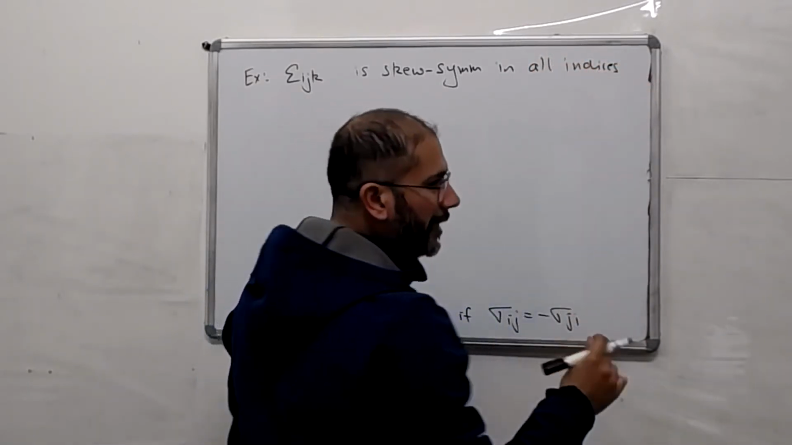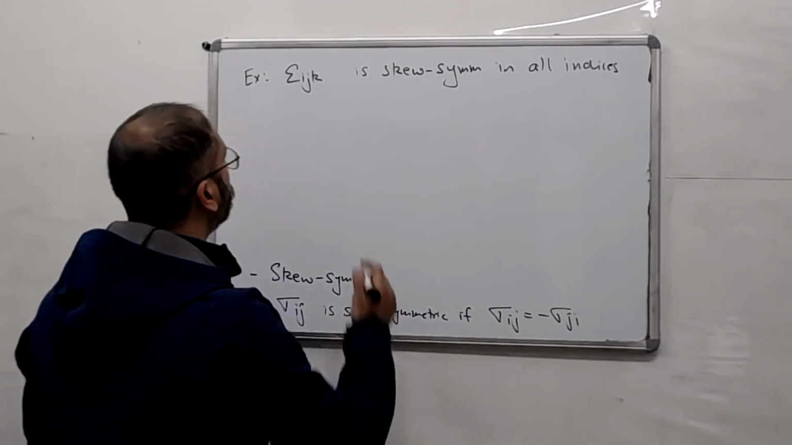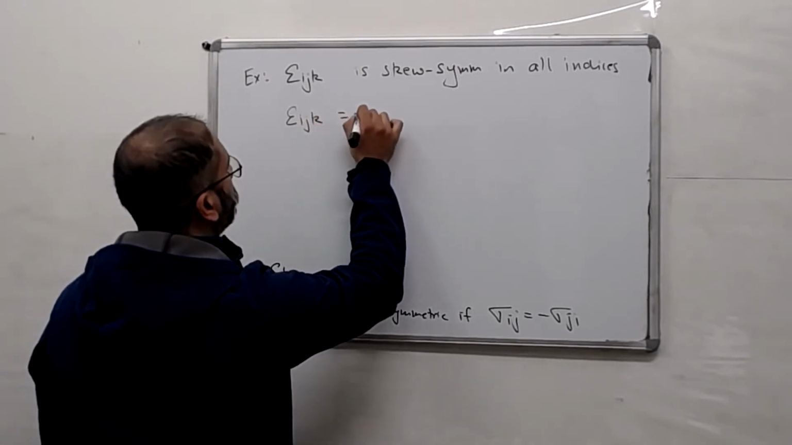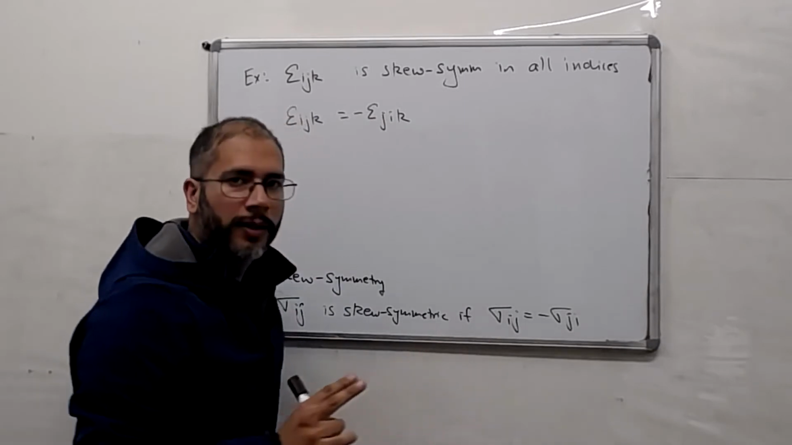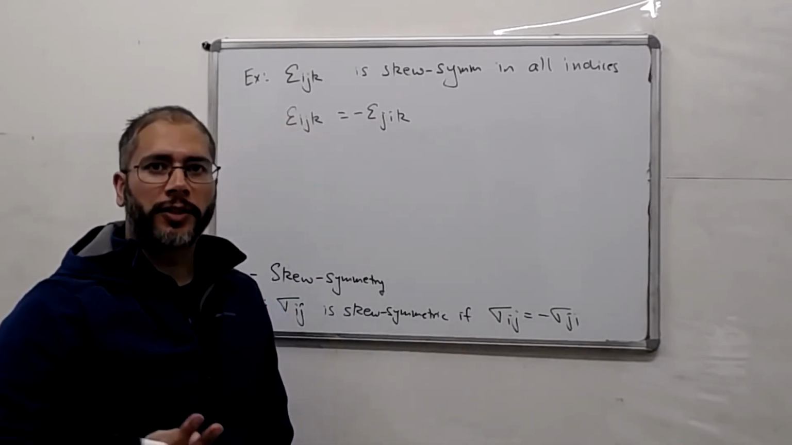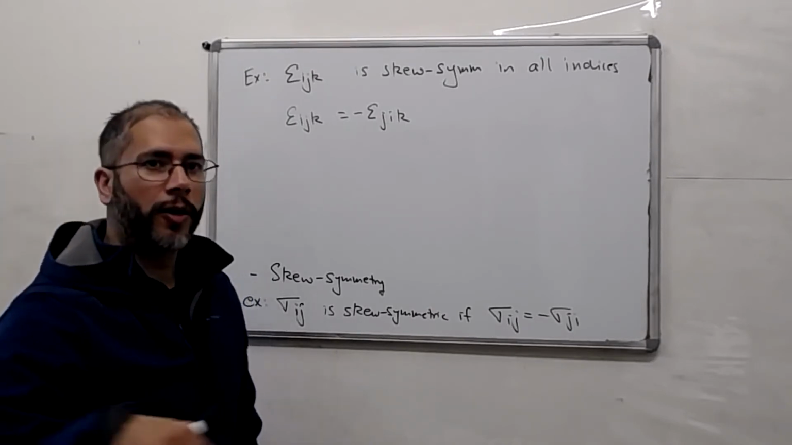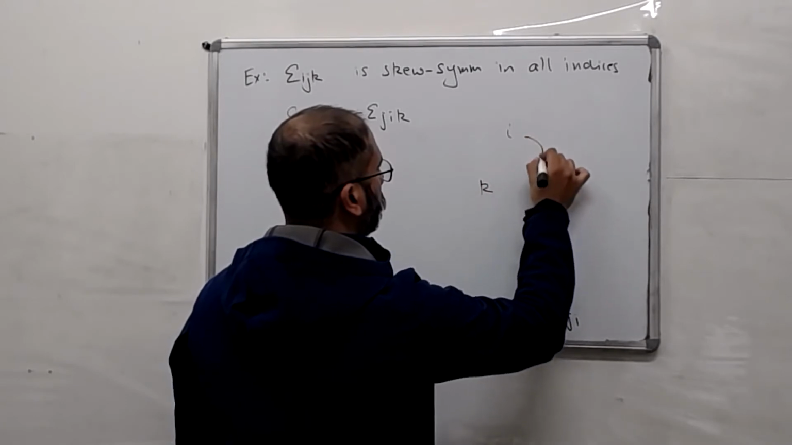Okay, so that means any two indices you take, it is going to be skew symmetric in those indices. Epsilon ijk is minus epsilon jik. So any two indices you swap, you'll see that the sign reverses, because any two indices you swap in these three indices, it will change the order in which i, j and k were appearing.